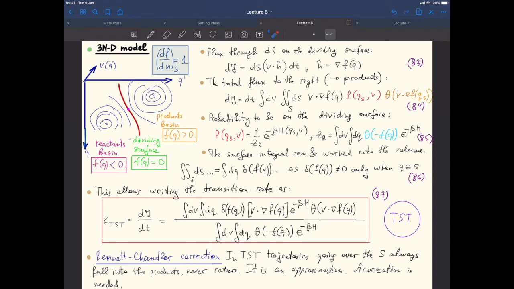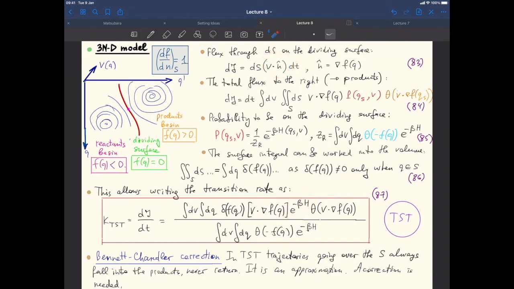So combining all these results together, we obtain the following expression for the transition rate per unit time. So this we divide by the total flux, we divide by time. So in the numerator, we integrate over the whole phase space. The delta function takes care of the fact that in fact this is a surface integral. So we need to pick up only those q values for which this function f of q is 0. Then here we have a dot product of the velocity and the normal to the surface.